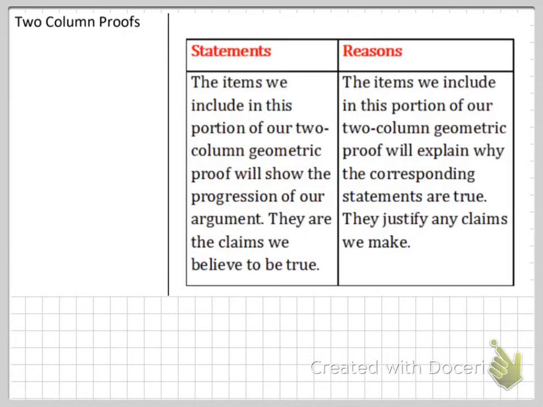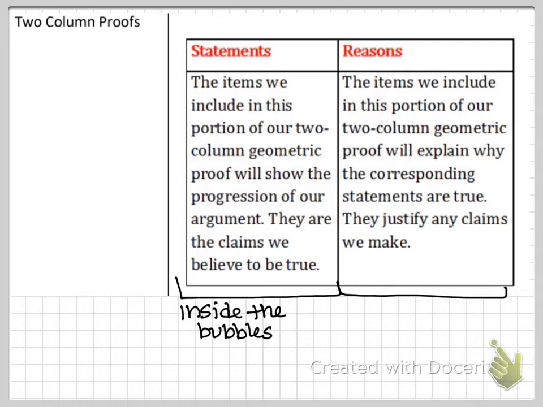Okay, there is another way that we do proofs. Actually, there's a whole bunch of different ways that we do proofs. One of the other ways that we do is two-column proofs. It's a lot like what you have done previously. It's just that on the left-hand side where the statements are located, these are the things that would be inside the bubbles. And then the reasons, those would be the things outside the bubbles.